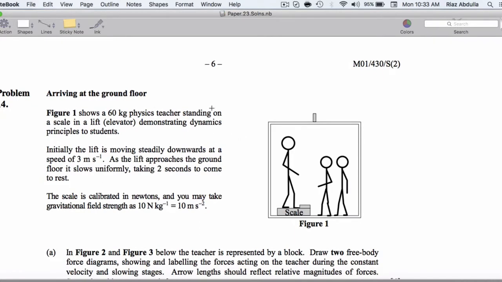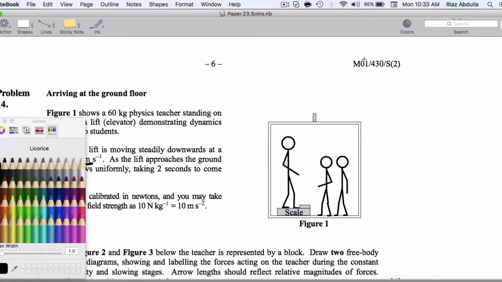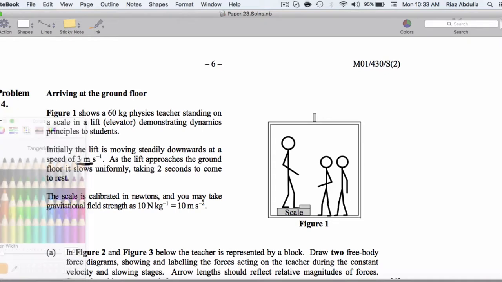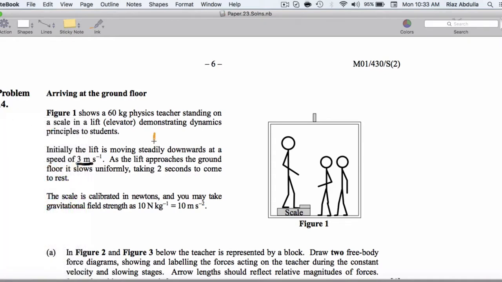Okay, so the elevator is moving steadily downwards at a speed of 3 meters per second. I want to highlight some things as I read this. When we move down at a steady speed, the net force is 0, and what that means is the reaction force and the weight force are going to totally balance.